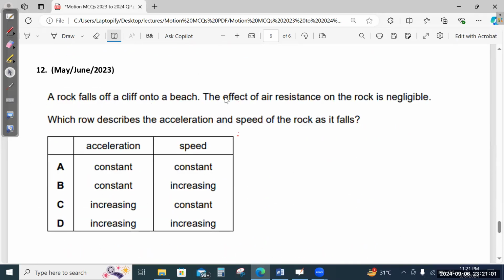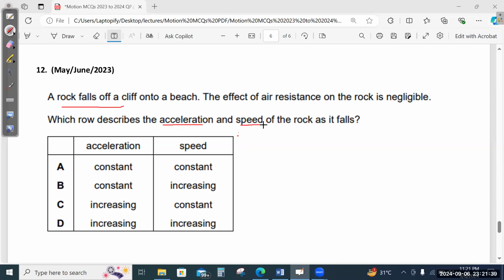A rock falls off a cliff onto a beach. The effect of air resistance on the rock is negligible. Which should describe the acceleration and speed of the rock as it falls? Remember, look at the statement. A rock is falling from a cliff towards the beach. Air resistance is negligible. You have to find the acceleration. Acceleration means what will be the acceleration of that rock when it is falling towards the beach, and what will be the speed.